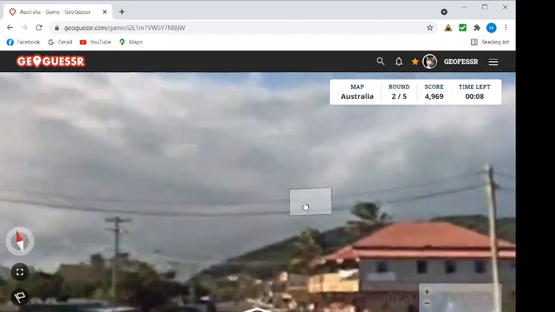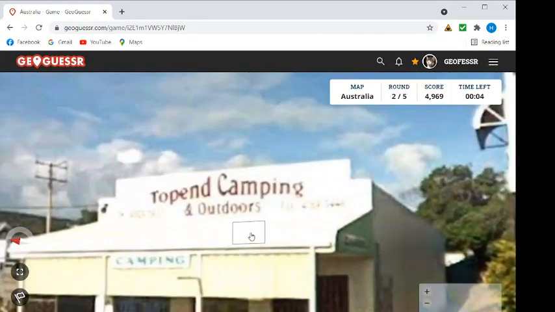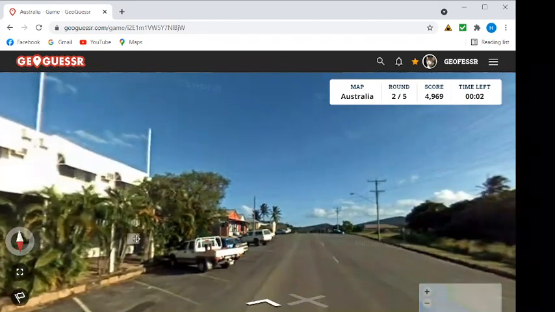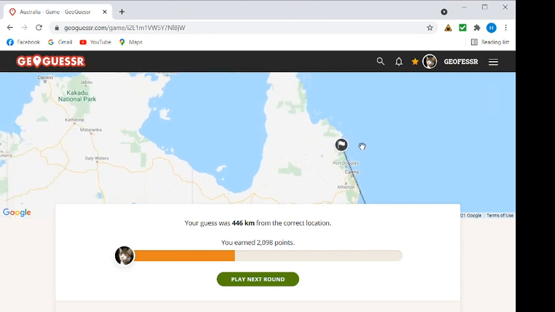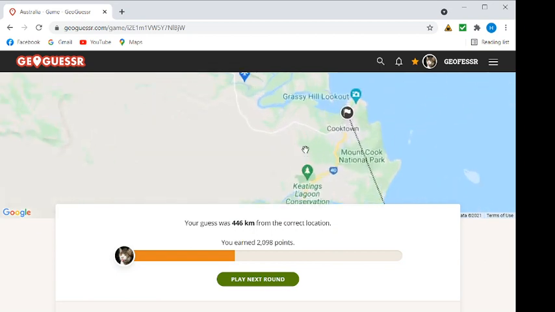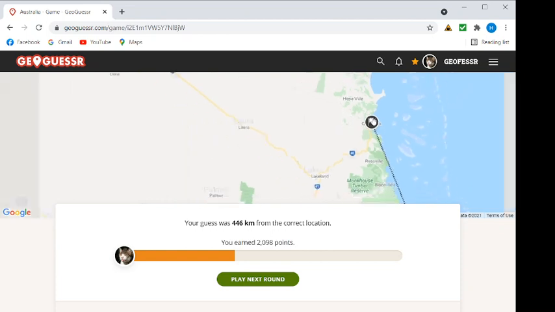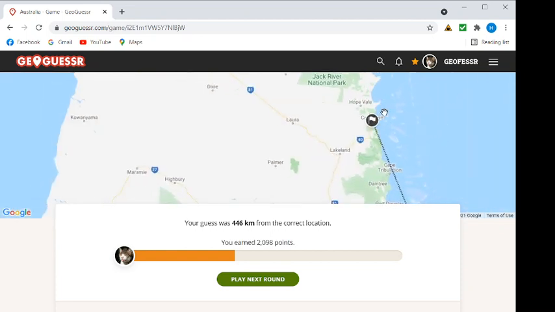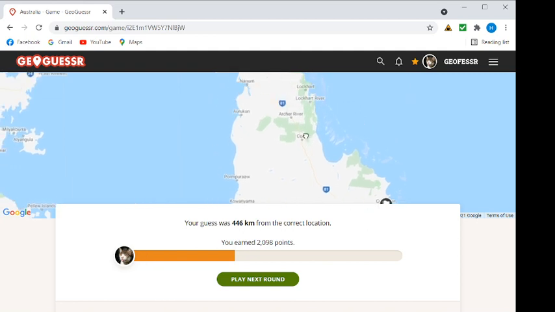Also, you can see that there's East Coast. Wait, Top End Camping and Outdoors. The Top End is Northern Territory, which, okay, I guess the Top End is not necessarily Northern Territory. It's actually even farther north than Cairns in Cooktown. Cooktown is kind of the northernmost reasonably sized town on the East Coast. Everything north of this is just a little village.